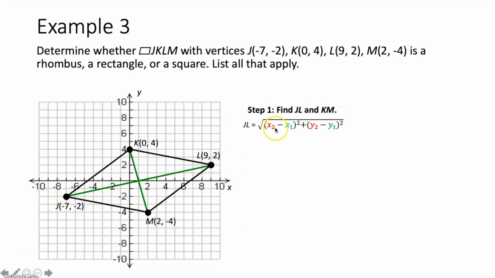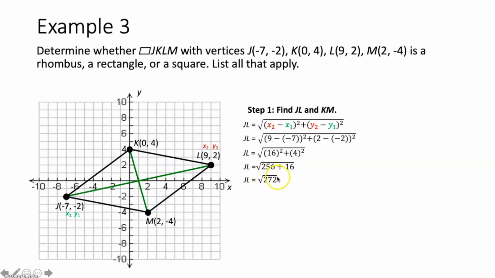To do that, we use the distance formula, and we choose one of our points to be x sub 1, y sub 1, the other one to be x sub 2, y sub 2. We plug in the coordinates to their corresponding spots in the distance formula, and we simplify. 9 minus -7 is the same thing as 9 plus 7, and 2 minus -2 is the same thing as 2 plus 2. 16 squared is 256, 4 squared is 16. Add those together, you get 272.